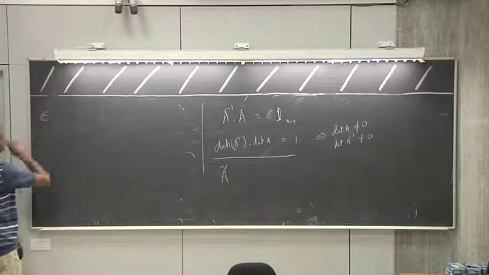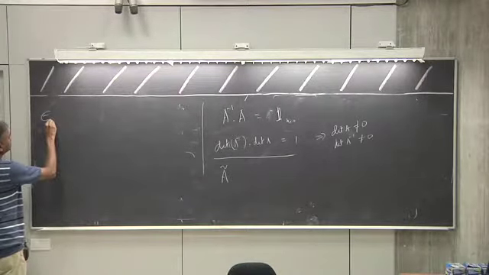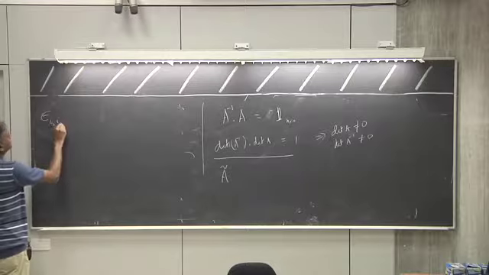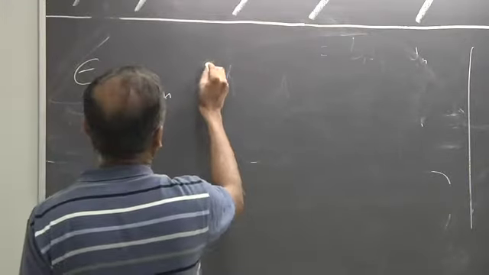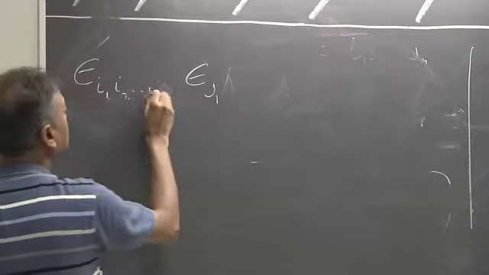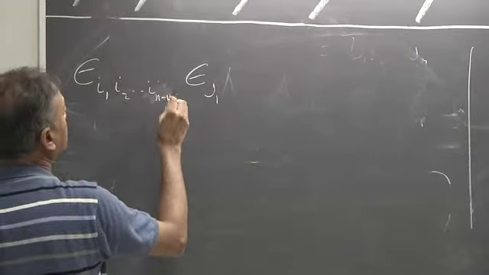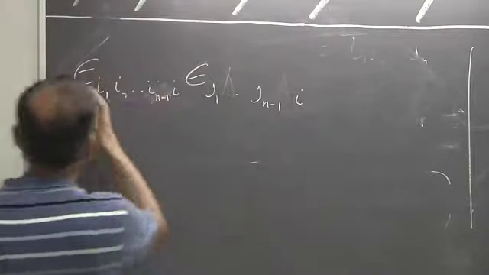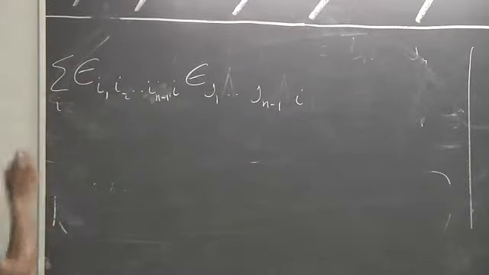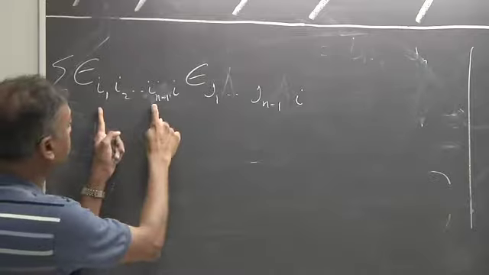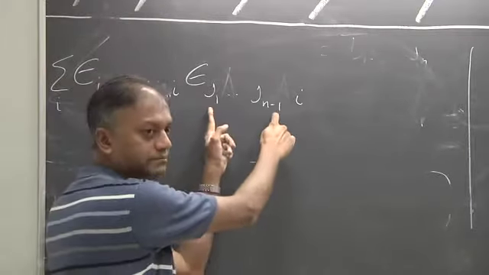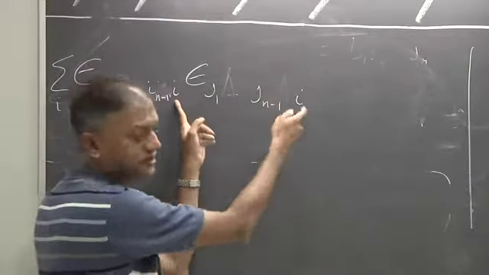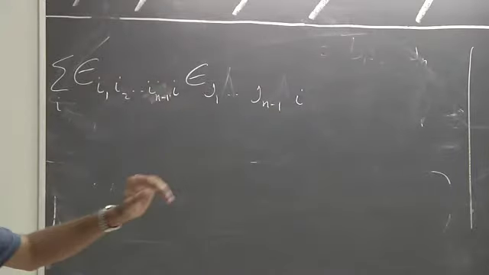So the property is the following. Suppose I take epsilon with indices I1, I2 up to I(n-1), and then I, times epsilon with J1 up to J(n-1), and then I, summed over I. So the indices I1 up to I(n-1) and J1 up to J(n-1) are free indices. Only the I is being summed over. Any one of the indices could be summed over, but in this case I just put it to be the last index.